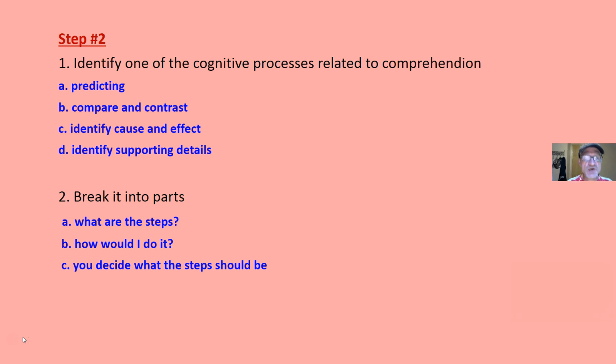Now, these are all cognitive processes that effective readers use automatically. So we're teaching the process so that it becomes automatic. Teach the process to develop the skill. A skill is something that you do automatically.